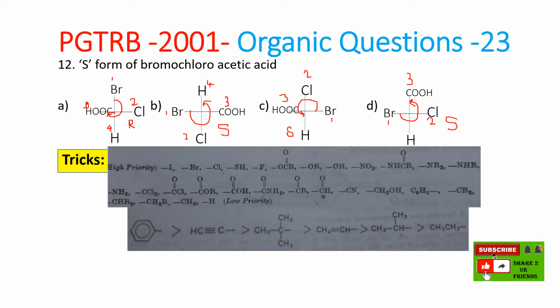Only one is R. So by mistake, instead of R, they have mentioned S. There is a mistake in the question itself. The answer is B, C, D. All the B, C, D are in the R form only.